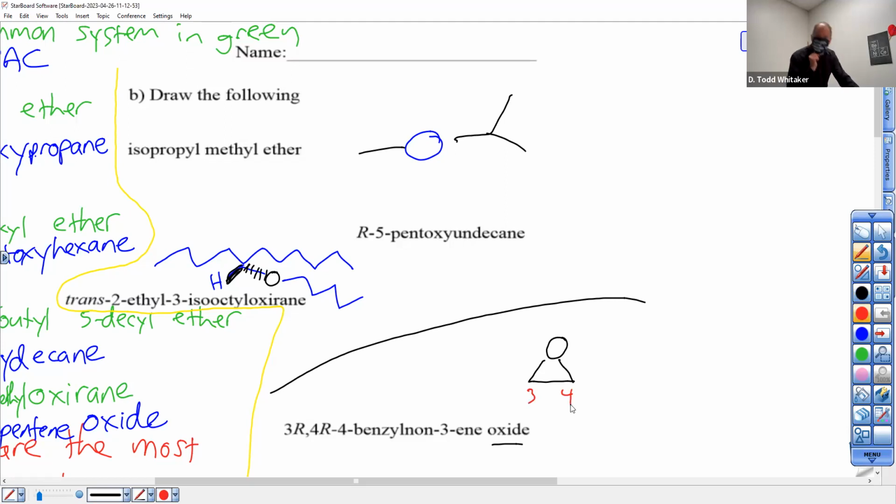And you have to get up to 9. 5, 6, 7, 8, 9. You got to get back to 1. 2, 1. What else goes on carbon 4? And I do want you to be able to draw this group. Benzyl, how do you draw it? Don't you be drawing any short forms.